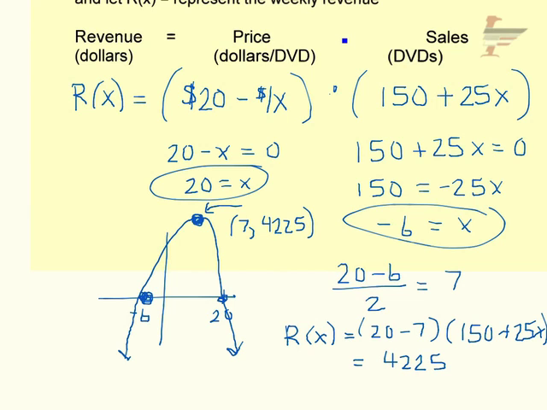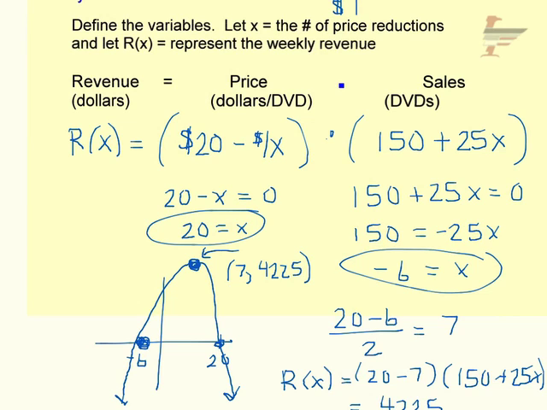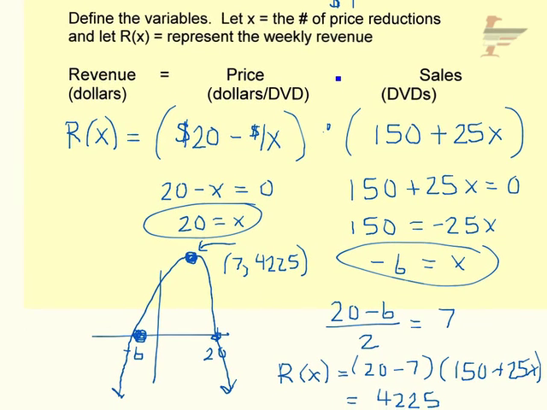Now again, to me, that was relatively easy. Now I'm going to attack it one other way, but I want you to understand, first of all, what in the world did we just find? So what is x again? Well, x is the number of price reductions. So I'm going to have 7 price reductions, specifically $1 price reductions.